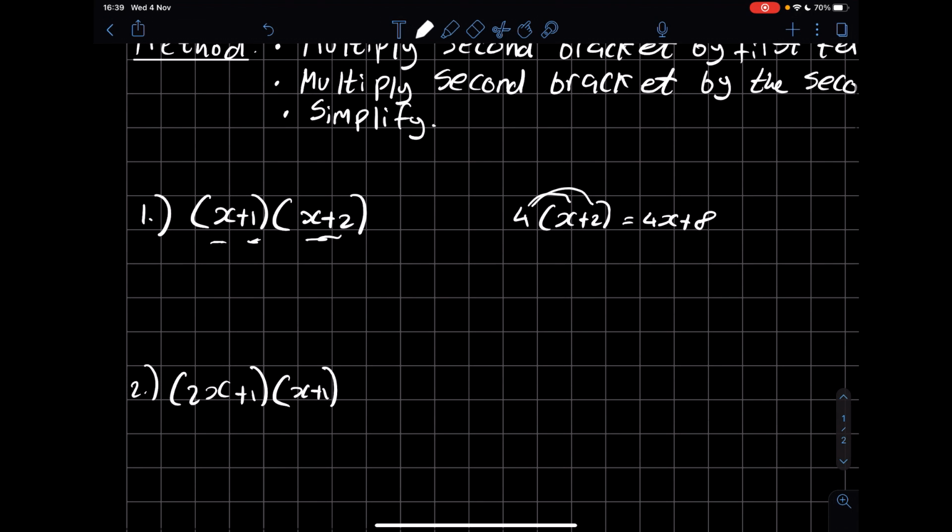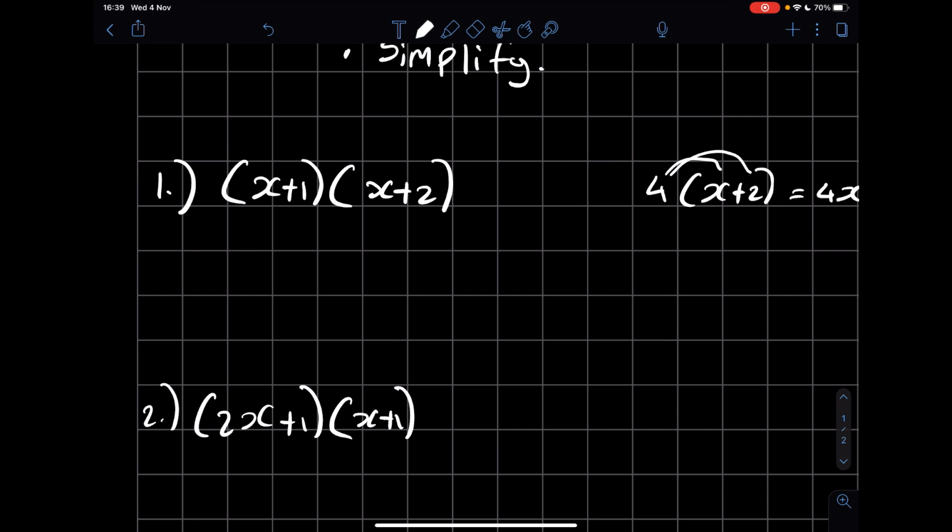So it's essentially doing this: x times x plus 2, and then 1 times x plus 2, and then you would add them together. I'll go over the first example on how to do it, and then I'll let you try the rest. Now what is x times x plus 2? x times x is x squared, x times 2 is 2x. Now what is 1 times x plus 2? Well, 1 times x is x, and then 1 times 2 is 2.